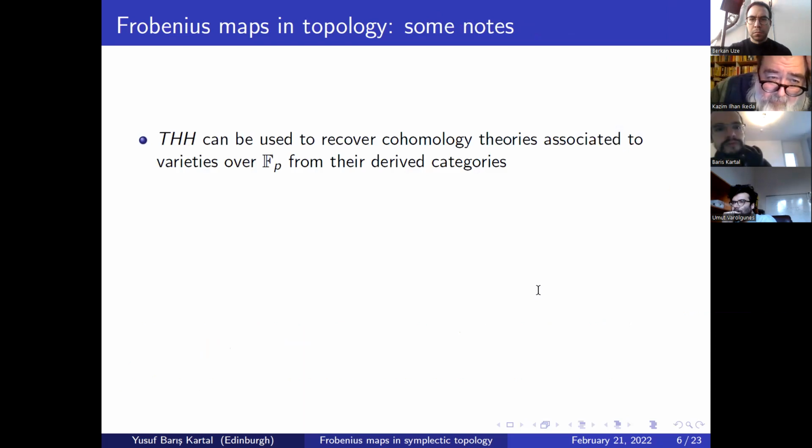So some notes is that this can be used to recover cohomology theories. I just mentioned this. Associate to varieties over F_p the topological Hochschild homology, with this circle action. This can be used, for instance, to recover things like crystalline cohomology from the derived categories of varieties over F_p.